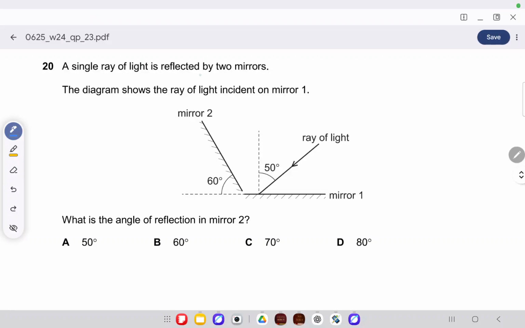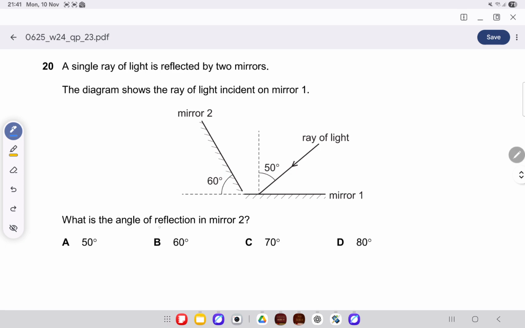A single ray of light is reflected by two mirrors. The diagram shows the ray of light incident on mirror 1. If you analyze mirror 1, let's keep note that the angle of incidence is the angle between the incident ray and the normal. In the same way, the angle of reflection is the angle between the reflected ray and the normal. So let's take it step by step.